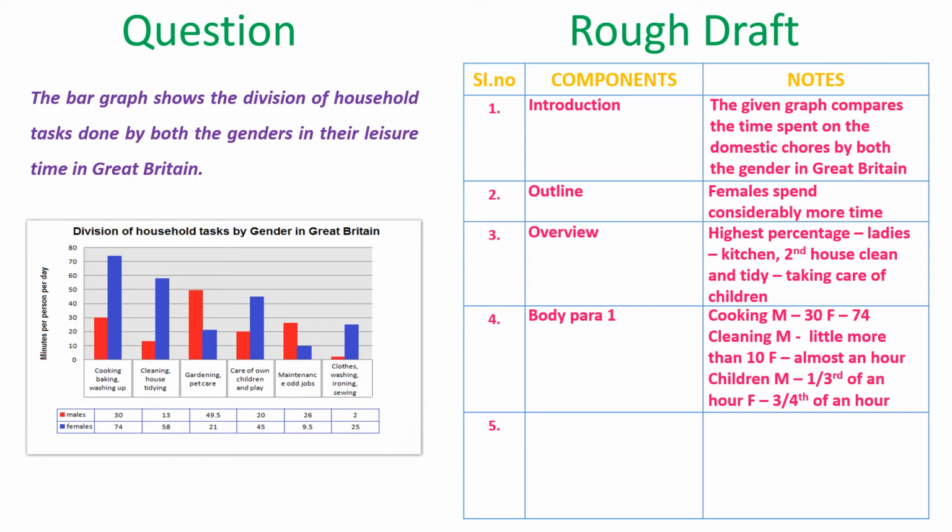Moving on to the last component of the report writing, it is body para 2. In body para 2, we will have to highlight the remaining features which are displayed in the graph with the statistical data. So, I'm going to highlight features like the male uses 50 minutes in gardening and pet care and least preference in washing and ironing. Now we are done with preparing the rough draft and we shall move on to writing the fair draft.